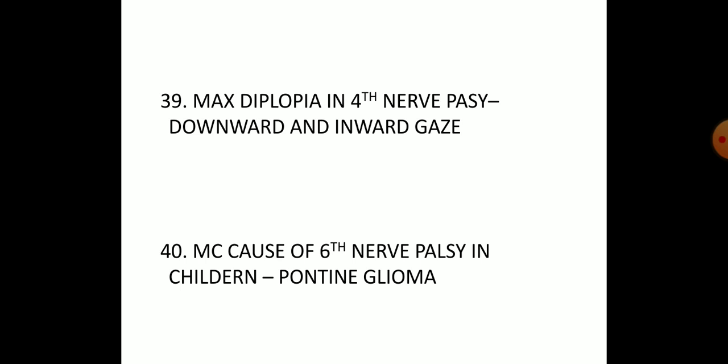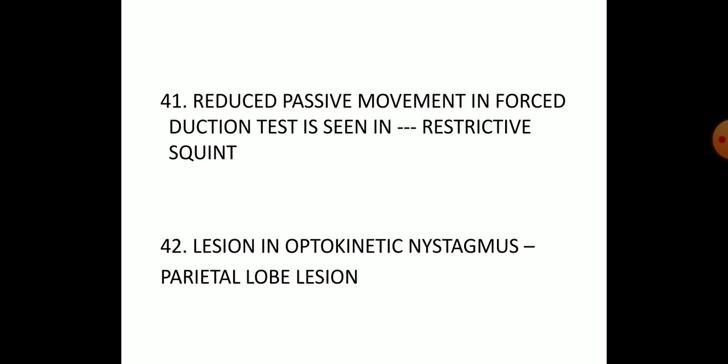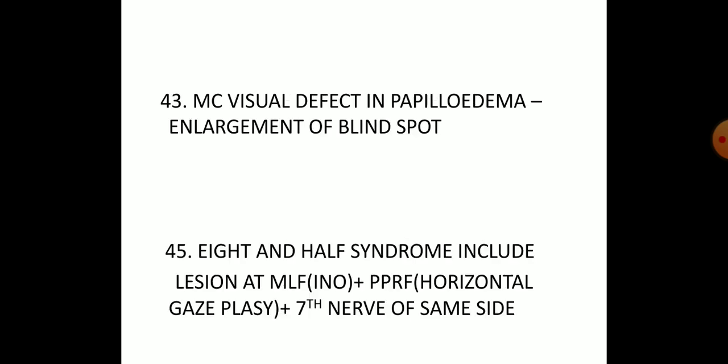Most common cause of sixth nerve palsy in children is pontine glioma. The reduced passive movement in forced duction test is seen in restrictive squint. Lesion in optokinetic nystagmus is seen in parietal lobe lesions. Most common visual defect in papilledema is enlargement of blind spot.